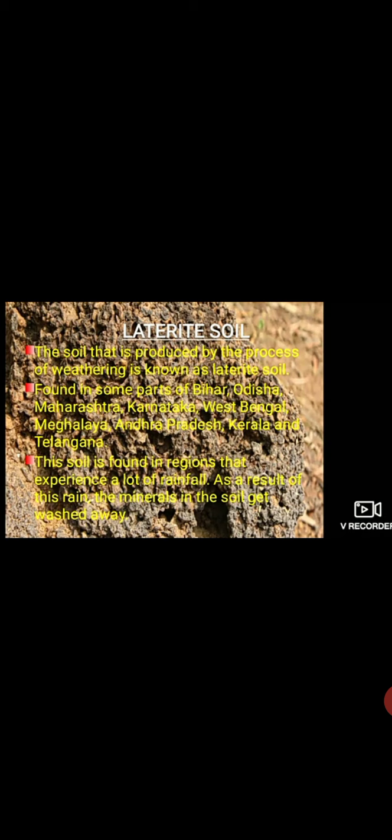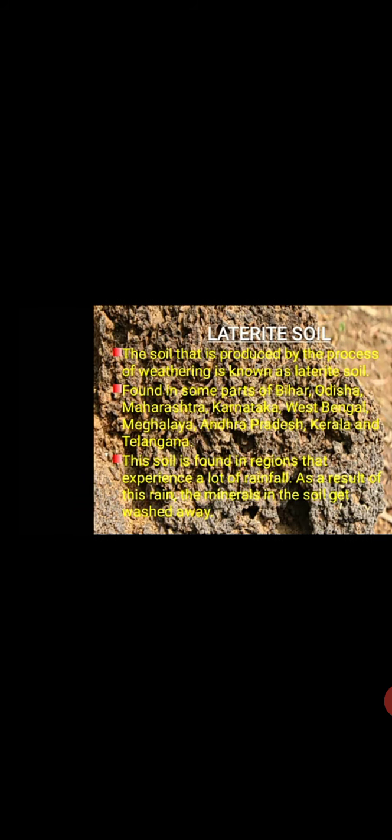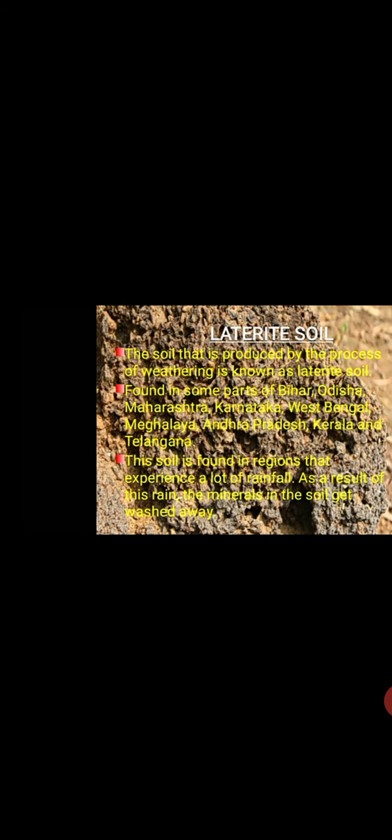This soil is found in some parts of Bihar, Odisha, Maharashtra, Karnataka, West Bengal, Meghalaya, Andhra Pradesh, Kerala and Telangana. This soil is found in regions that experience a lot of rainfall. As a result of this rain, the minerals in the soil get washed away, which is known as leaching. Leaching is the process of washing away of minerals.